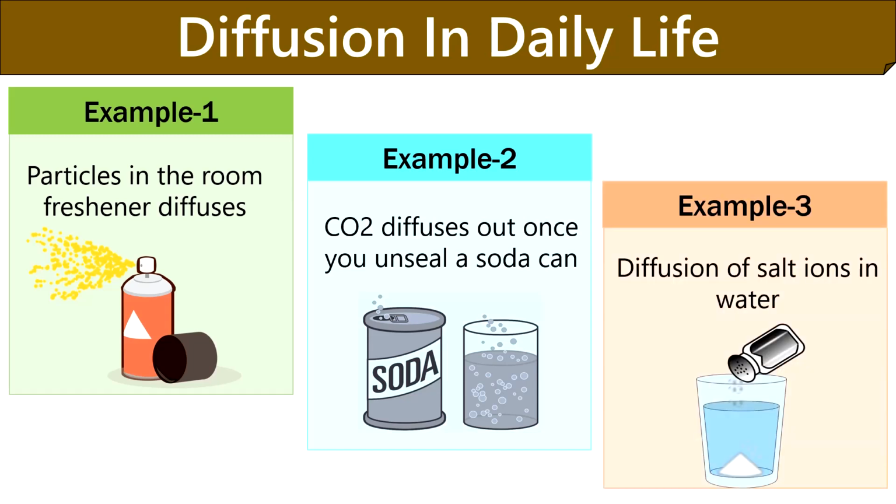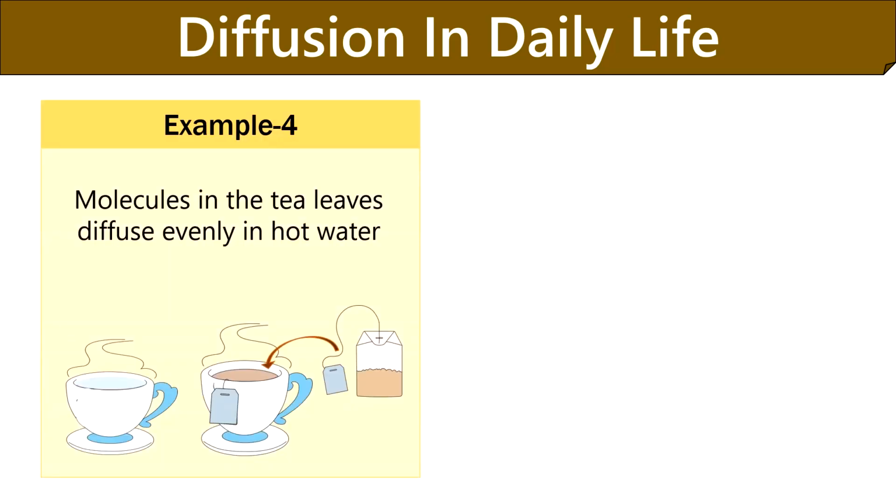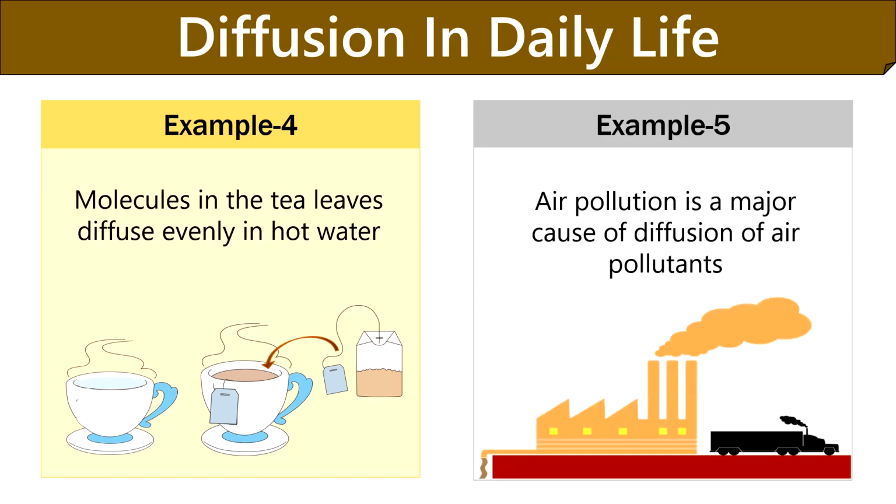Then diffusion of salt ions, that are sodium and chloride ions, in water is a very common example of diffusion. Whenever we add salt into water, the salt diffuses uniformly even without stirring. Then the color of the tea leaves also diffuses when you dip a tea bag into a cup of hot water. Then gaseous pollutants released from the factories, vehicles, home chimneys, etc. also diffuse into the atmosphere, leading to air pollution.